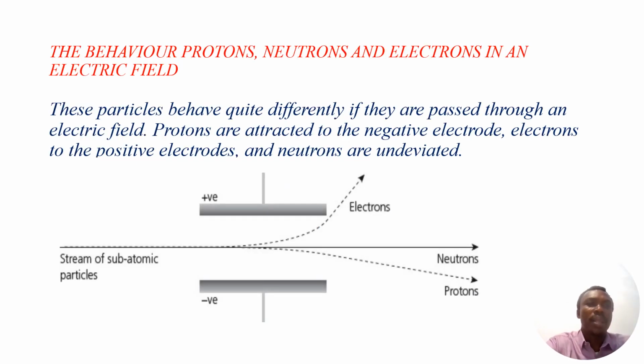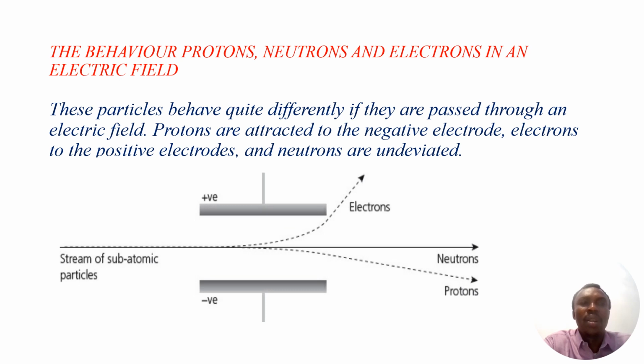So I want to look at the behavior of the fundamental particles of an atom in an electric field: the behavior of protons, neutrons, and electrons in an electric field. And we'll talk about a field. A field is a region or space where a force is experienced. We have the electric field, magnetic field, and gravitational field. For example, the Earth is the gravitational field where the force of gravity is experienced.